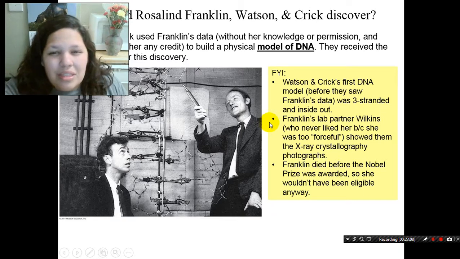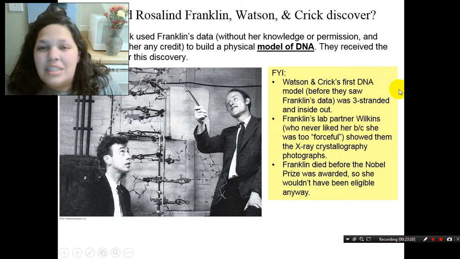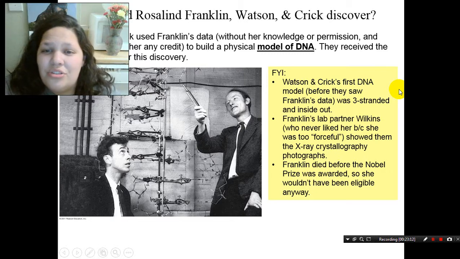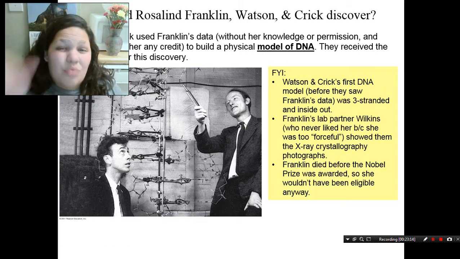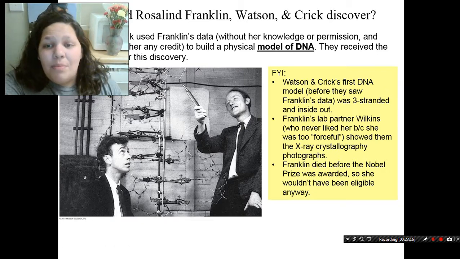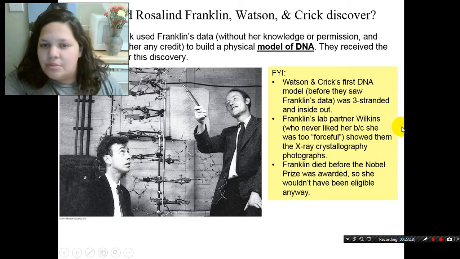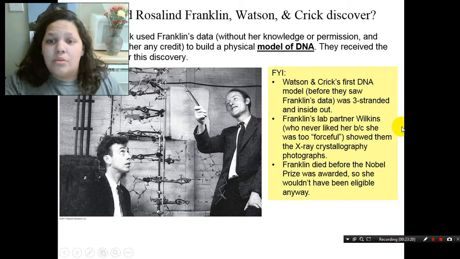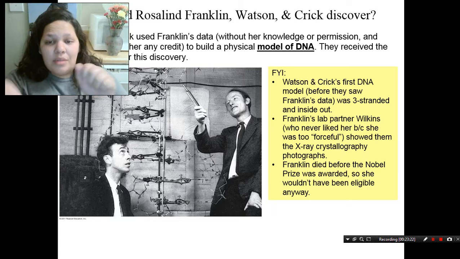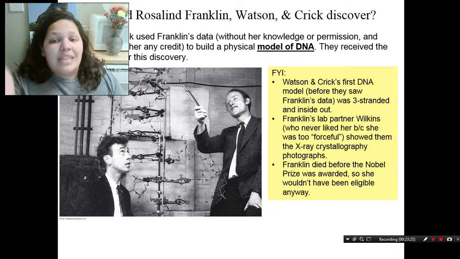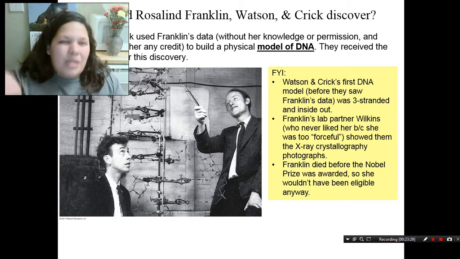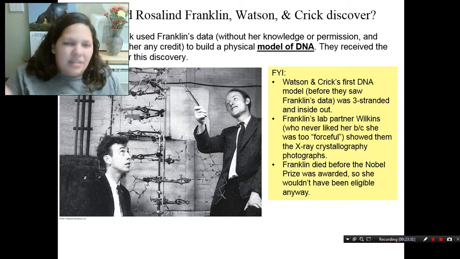So check out these FYIs. Watson and Crick's first DNA model was 3-stranded and inside out. So actually they were wrong. And then Franklin's lab partner, who never liked her because they said she was too forceful as a woman, showed them the photographs. She died before the prize was awarded, so she wouldn't have been eligible, but still, it wasn't right of them for what they did.